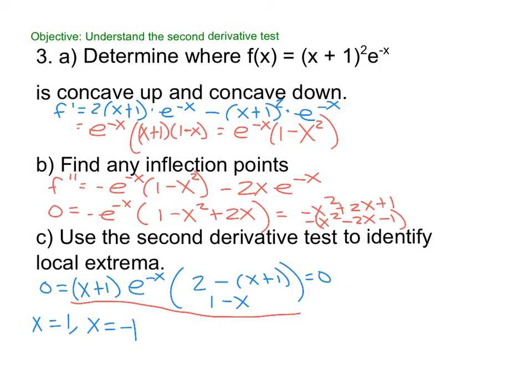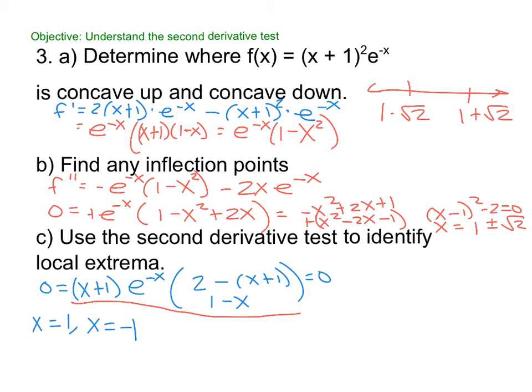That's not factorable. Ooh! We've got to do the quadratic formula. That's terrible. Ugh. I'm going to complete the square. We get 1 plus or minus root 2. That's gross. Alright, so 1 plus root 2, 1 minus root 2.